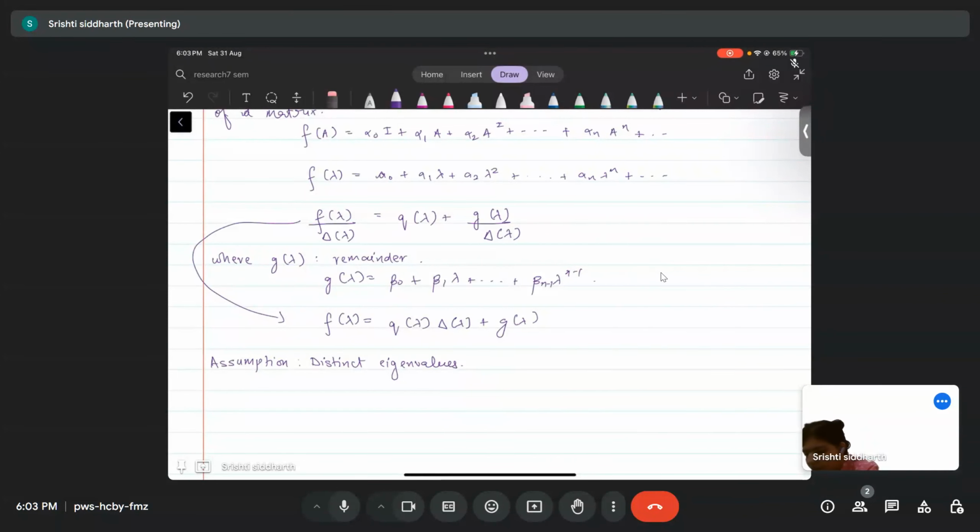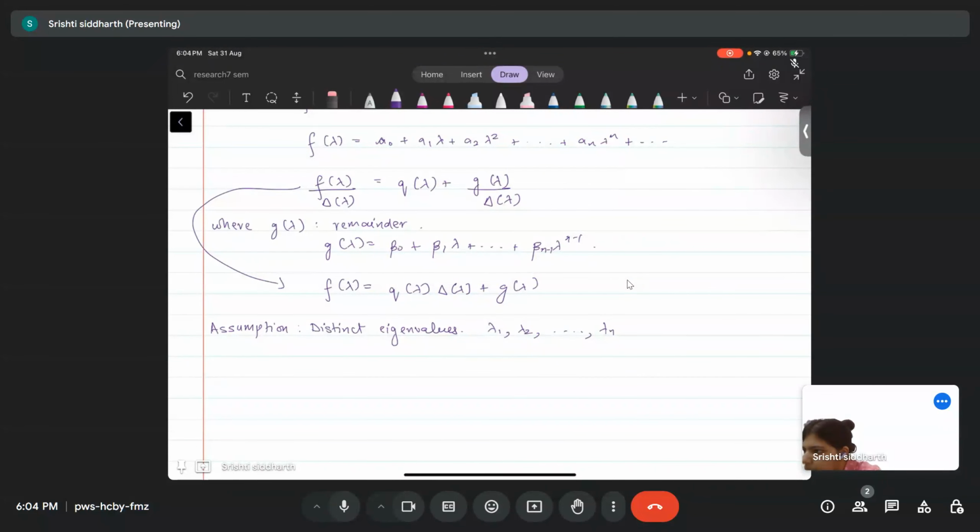So let's say these are n eigenvalues for an nth order system, lambda 1 till lambda n. If these are the eigenvalues, then the characteristic equation at any of these lambdas is going to be exactly 0, because that's the definition of eigenvalues, right? These are the roots of the characteristic equation. Okay. So then f at any lambda i is simply going to be g at the same eigenvalue.